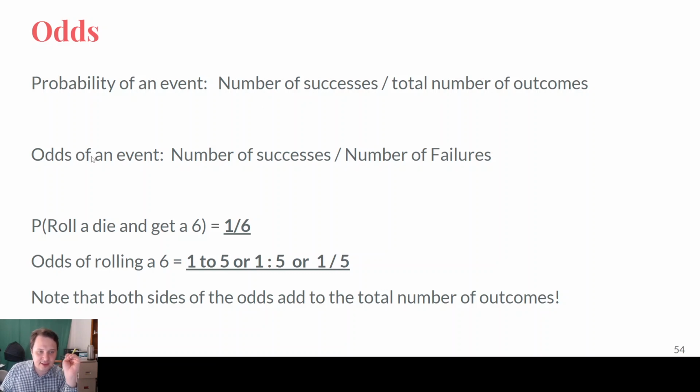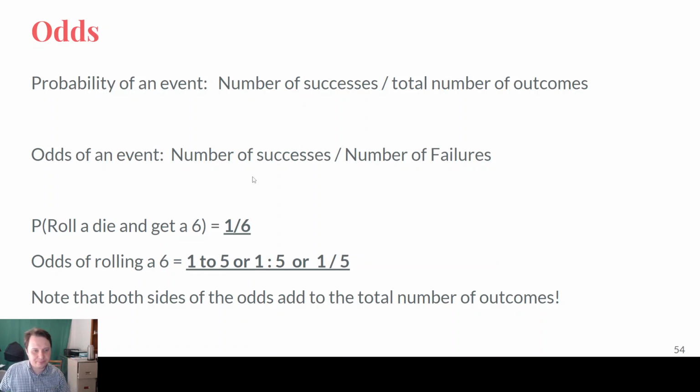Another thing we can calculate is the odds of an event, and that's calculated slightly differently. The odds of an event are the number of successes divided by the number of failures. Okay? So it's a slightly different calculation. Most of the time we'll do probability, but it is also important to know how to do odds. So it's the number of successes divided by the number of failures.